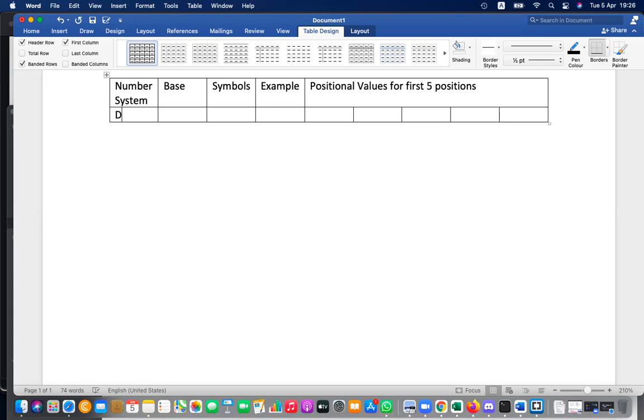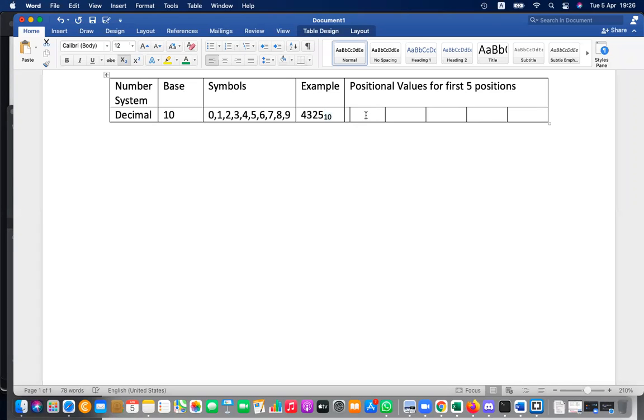The first number system is decimal, which is easiest. What is the base of the decimal number system? 10. Symbols: what are the symbols? 0, 1, 2, 3, 4, 5, 6, 7, 8, 9. 0 to 9. Example, I'll write. The base is written like 10, right? Base 10, written as a small subscript. The positional values for the first 5 positions: the first position is 10 to the power 0, the second position is 10 to the power 1, 10 to the power 2, 10 to the power 3, 10 to the power 4.